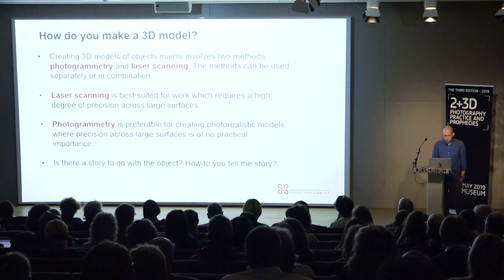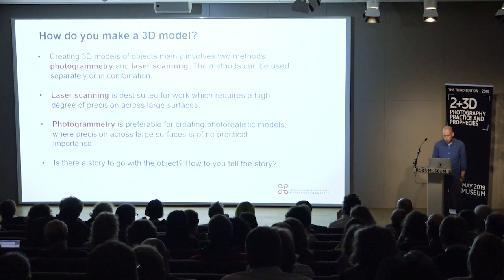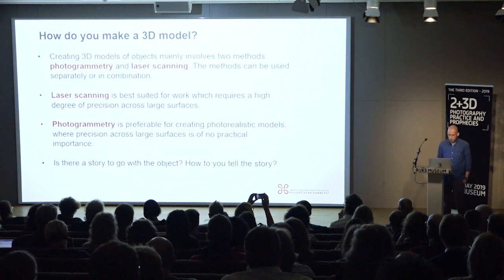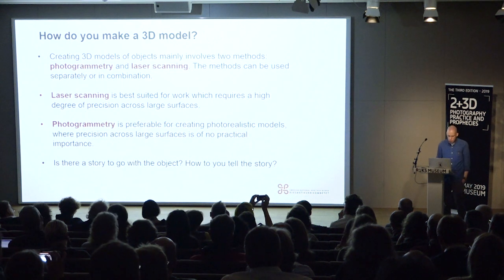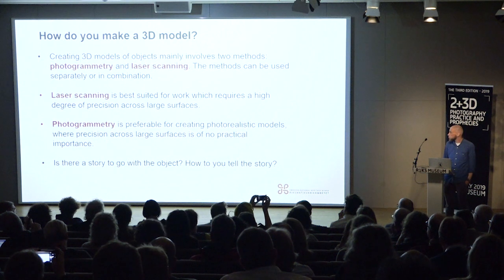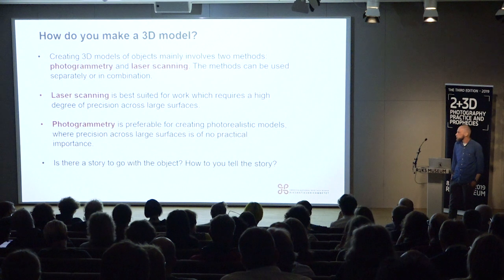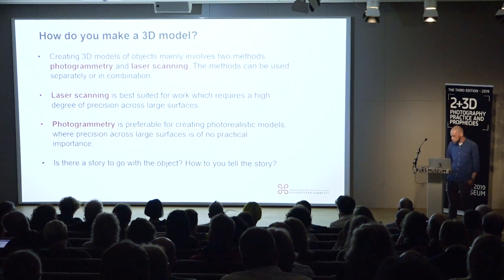Laser scanning is best suited for work which requires a high degree of precision across large surfaces, like big buildings or rock carvings spread out on large surfaces. Photogrammetry is better for creating photorealistic models like artifacts and such things, where precision across large surfaces is not of any practical importance. But maybe the most important thing is, is there a story to go with the object? How do you tell the story? Is there a human context to put it into?